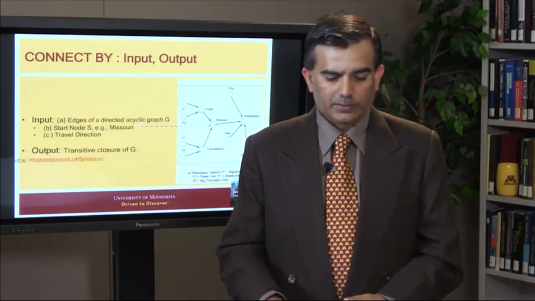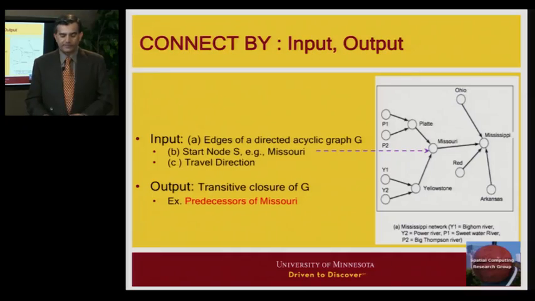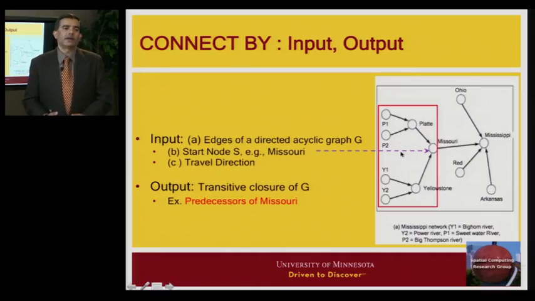So, essentially if you wanted to compute predecessors, then you will get all these rivers which directly or indirectly contribute water to Missouri. And in this case, your travel direction in some sense is opposite of these arrows. The other option is to find successors of Missouri, in which case we are following the arrows as they are represented in the diagram. And in this case, you might find Mississippi as a successor. Missouri contributes water to that.